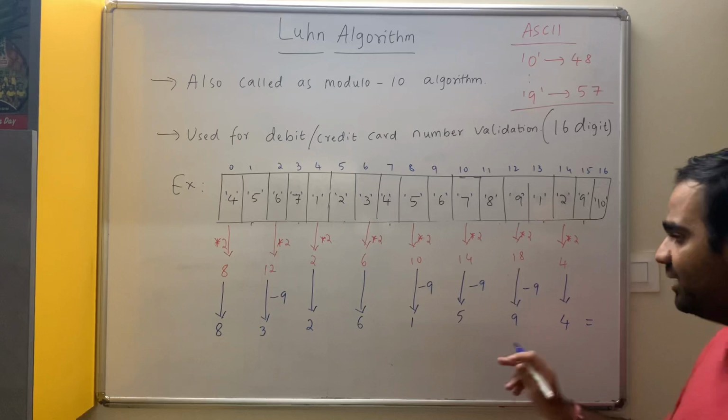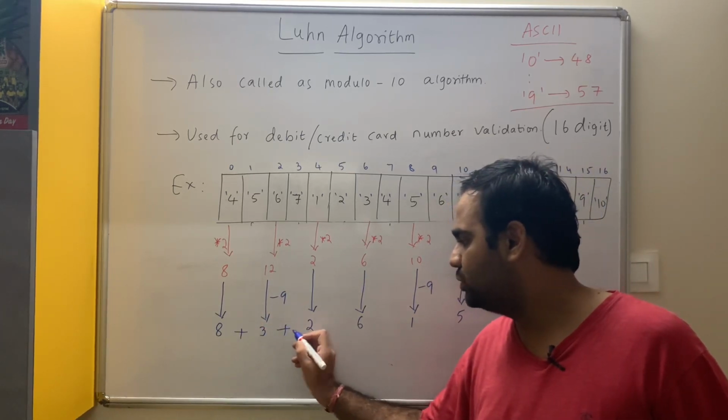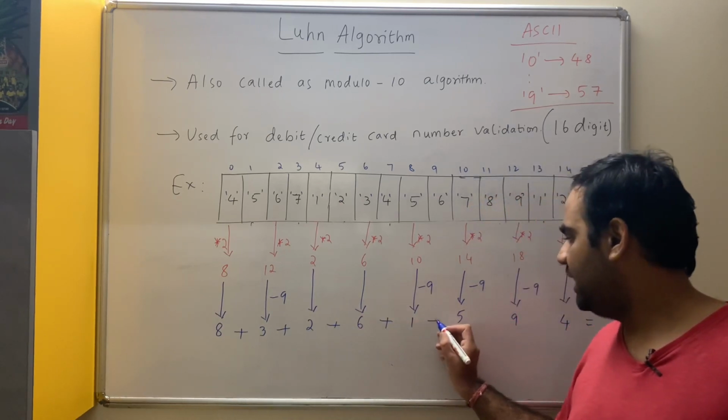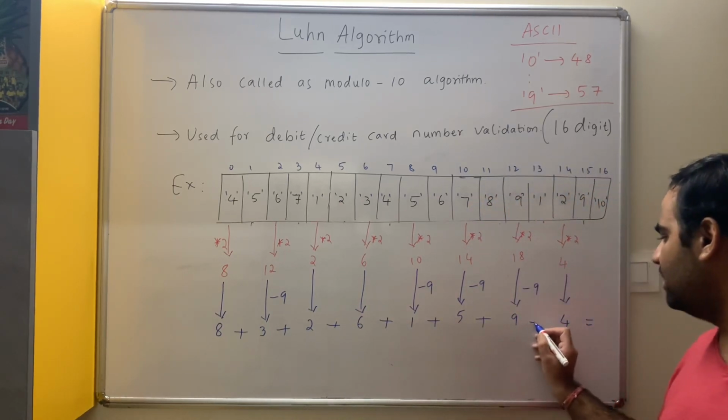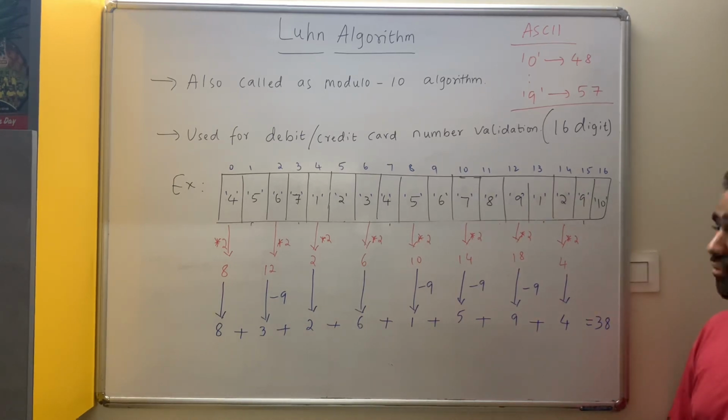Now, you take the sum of this. 8 plus 3, 11. 11 plus 2, 13. 13 plus 6, 19. 19 plus 1, 20. Plus 5, 25. Plus 9, 34. Plus 4 is 38. Now what do we do?